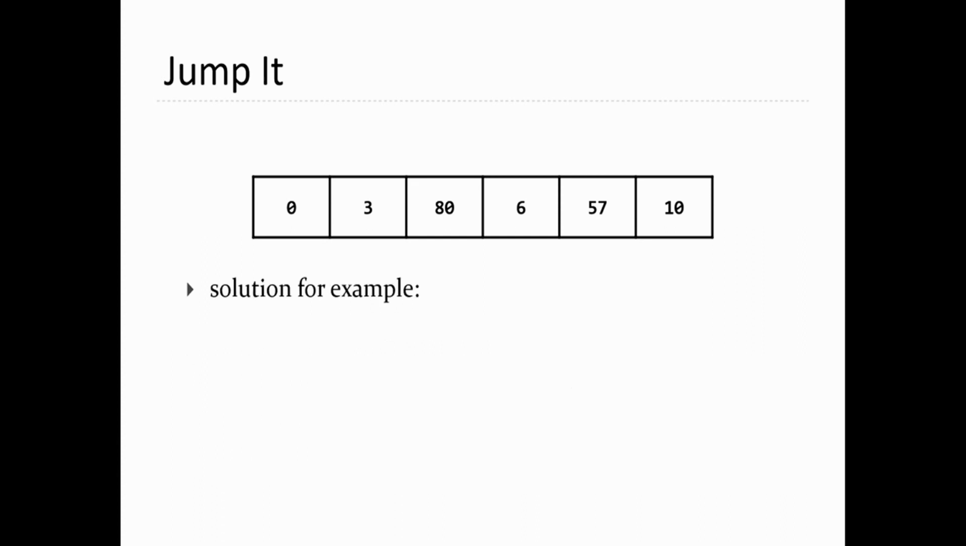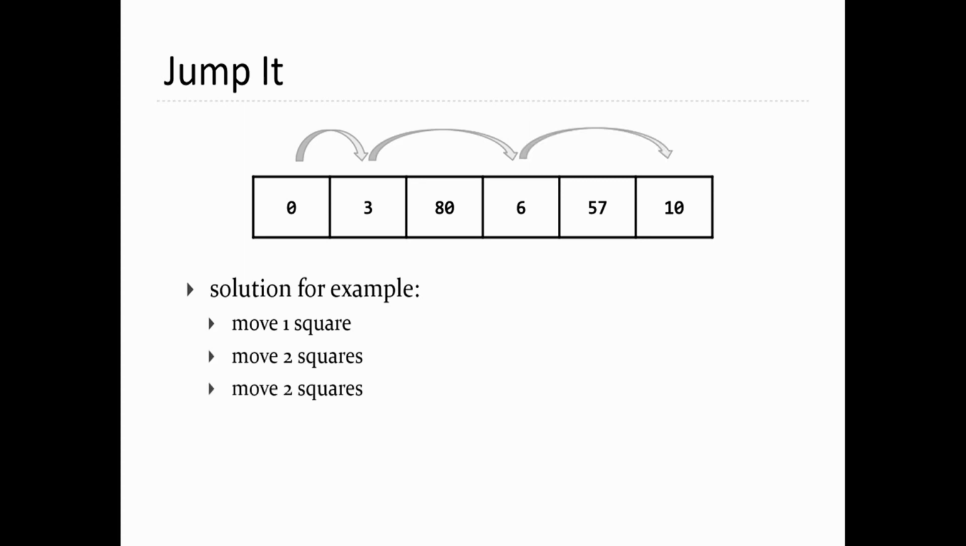Okay, so for this example, the solution is the following. I move 1 square to the right, to the 3, then I move to the 6, and then I move to the 10. And that's a total cost of 19. So that's pretty straightforward. If you just looked at that board, I think you would see the solution pretty quickly.